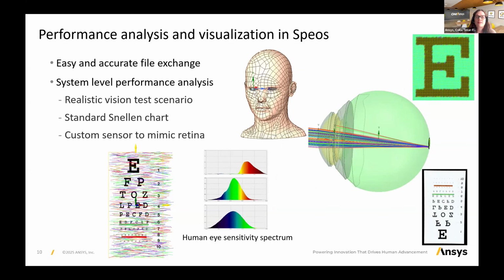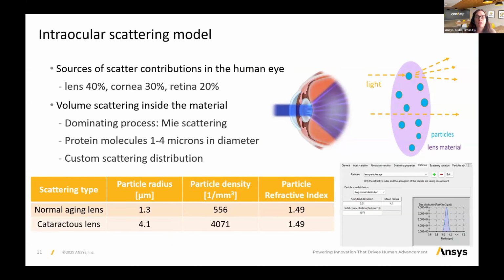So this means that we can set up a realistic vision test scenario, just as in the clinical trials, use the standard Snellen chart, take into account the sensitivity spectrum of the human eye, and customize our detectors to best mimic the resolution and the curvature of the retina. In order to take the model further, we can also introduce intraocular scattering in the model. Based on the literature, the most important sources of scattering in the eye are volume scattering within the lens and the cornea, as well as surface backscattering from the retina.